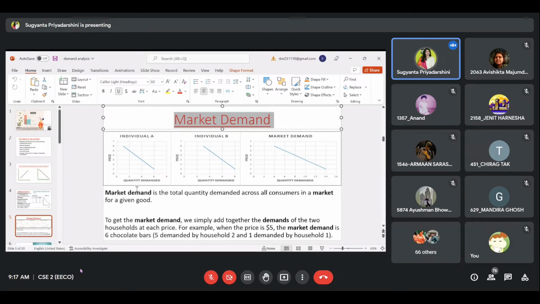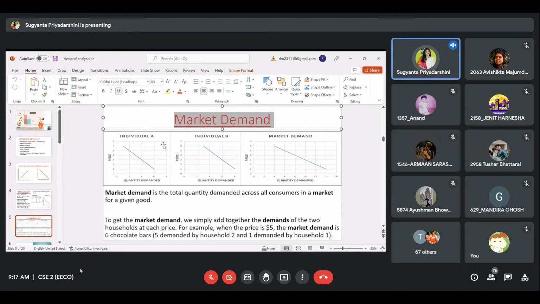So just try to look into the first graph and tell me, let us say there are two individuals in the market. Now looking into the graph of individual A, can you tell me what is the quantity demanded at rupees 3? 4 units. Perfect. And for individual B at rupees 3, what is the quantity demanded? 6 units. And then what will be the market demand at rupees 3? 10. That is 4 plus 6 is 10.